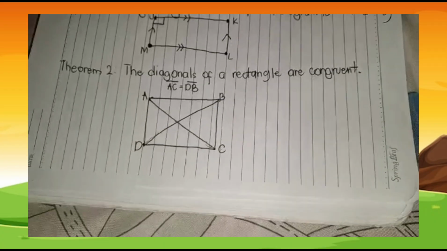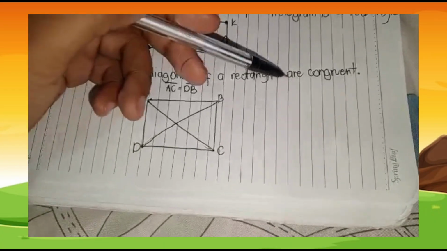Theorem number 2. The diagonals of a rectangle are congruent. In other words, the length of the diagonals is equal. The two diagonals bisect each other and divide the rectangle into two equal parts. The length of the diagonal of the rectangle can be obtained using the Pythagoras theorem. Theorem number 2. The diagonals of a rectangle are congruent.